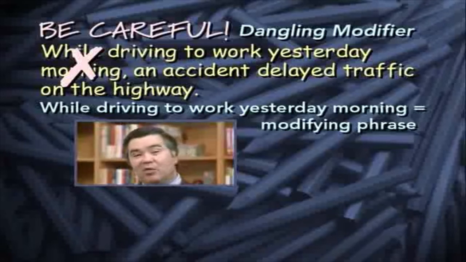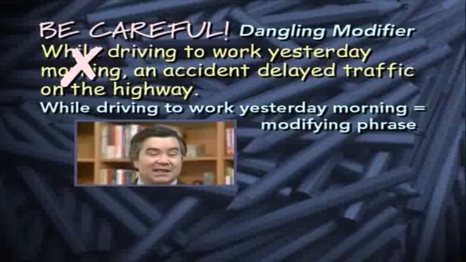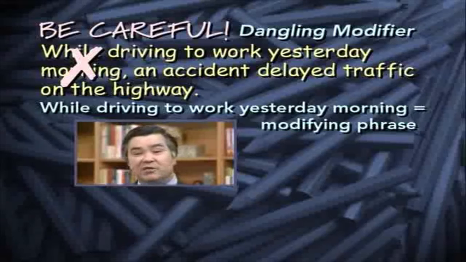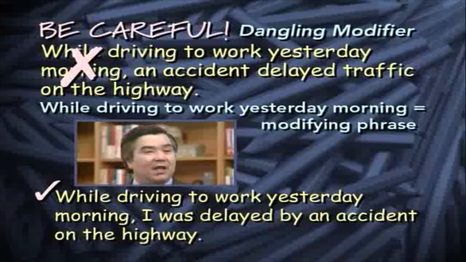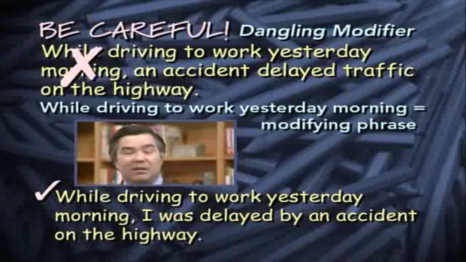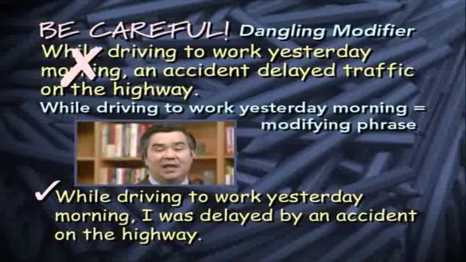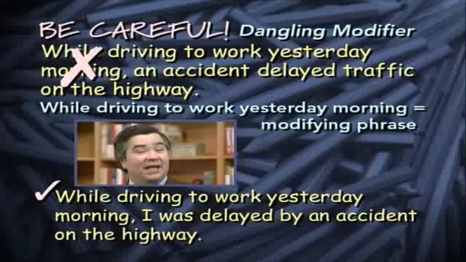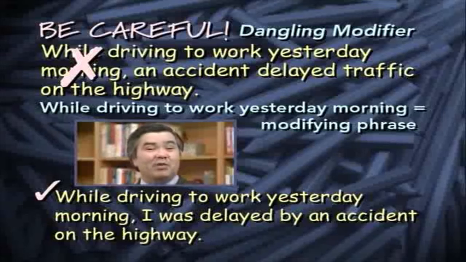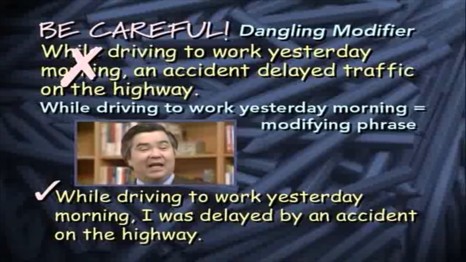And again, that requires a little bit of rewriting. The sentence might read, for example, as follows. While driving to work yesterday morning, I was delayed by an accident on the highway. Notice how we've solved the problem. We've kept the modifying phrase in place, but made sure that what follows immediately after it is I. And that makes it clear that I am the one being modified. I was the one who was driving to work yesterday morning.